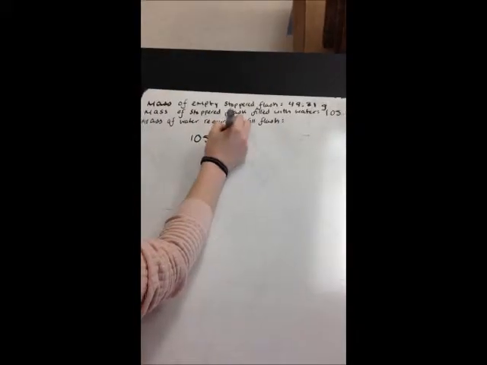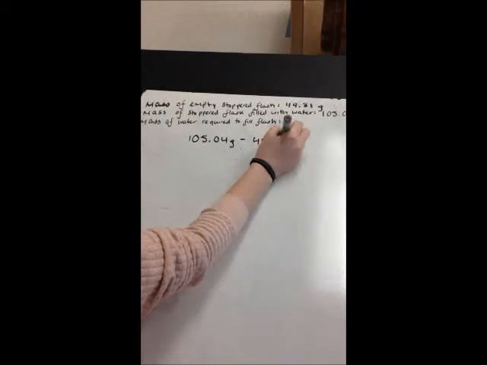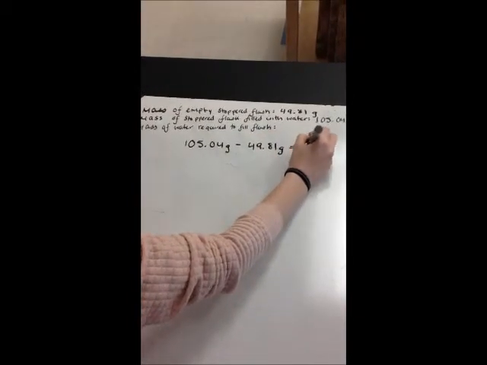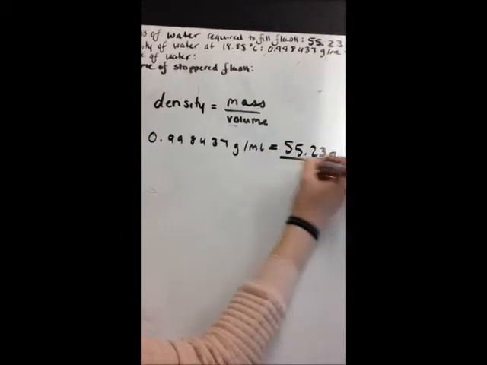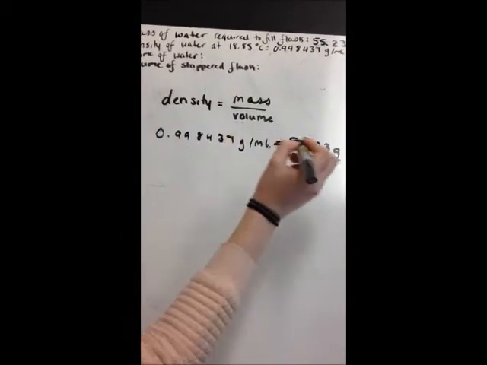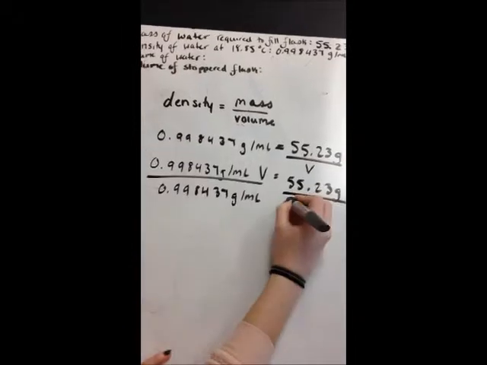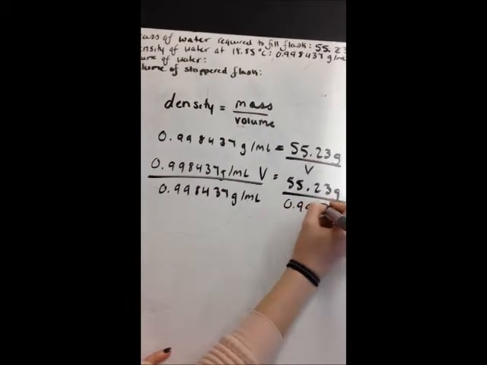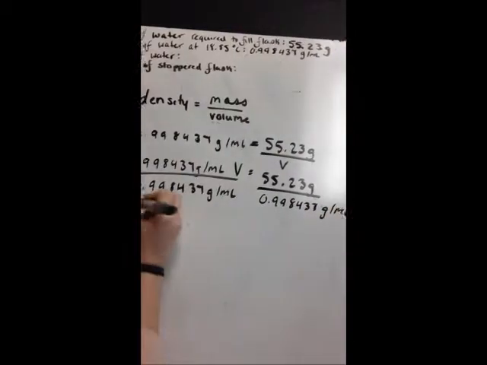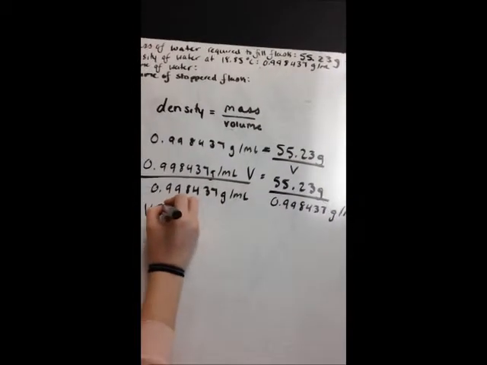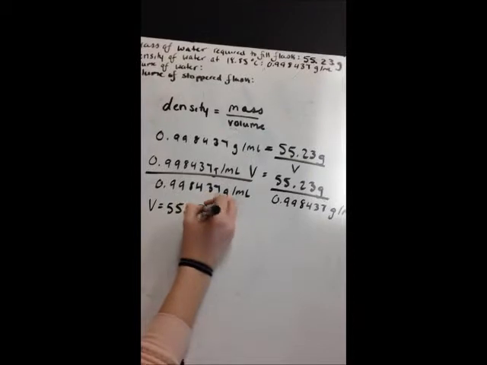To calculate the mass of water required to fill the flask, subtract the mass of the empty stoppered flask from the mass of the stoppered flask filled with water. To find the volume of the water required to fill the flask, go online and find the density of water at the specific temperature recorded. Using this, along with the calculated mass of water required to fill the flask, plug these values into the density equation to get the calculated volume of the flask.